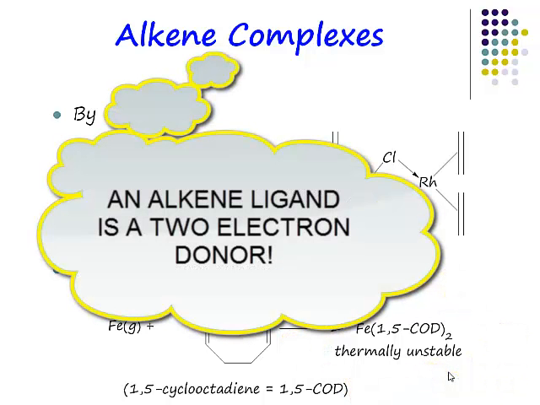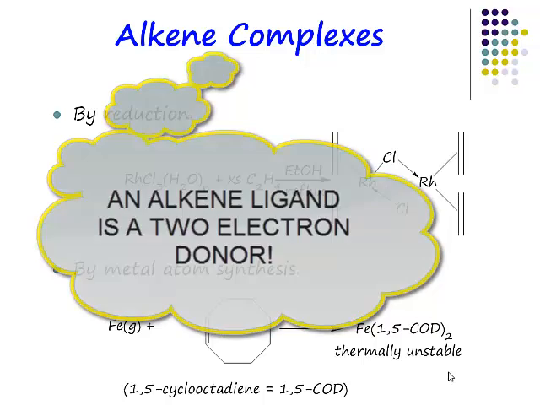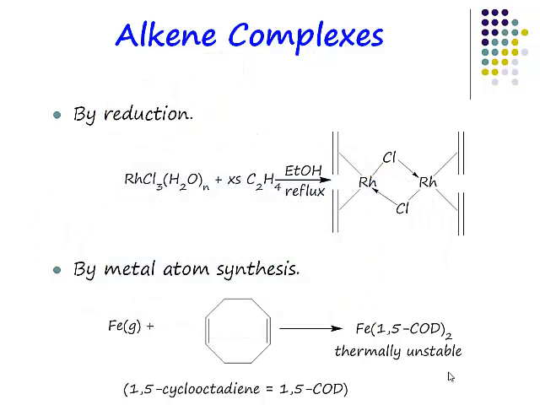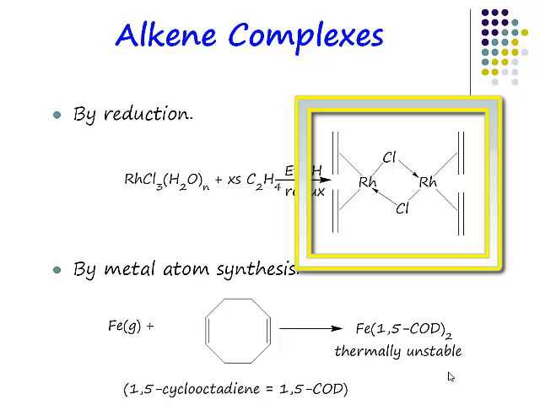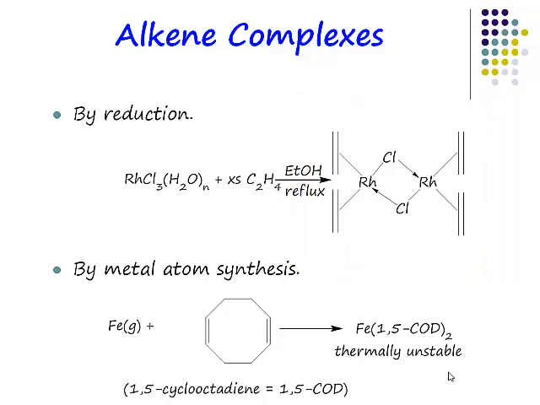An alkene ligand is a 2-electron donor. There are 2 electrons in a double bond. Let me rephrase that: there are 2 electrons in the pi cloud of a double bond, and it is that orbital that is being donated. Now, what about this structure here? This is a beautiful example. I hope some more of you dig out your numbers, because this one here is a beautiful example of an electron counting problem. So here we have a rhodium complex.